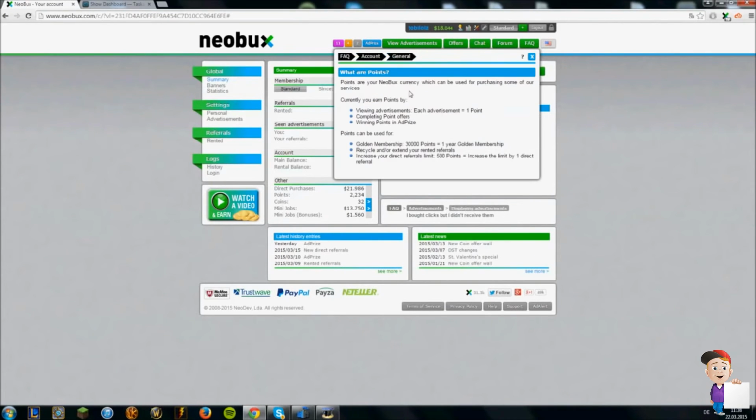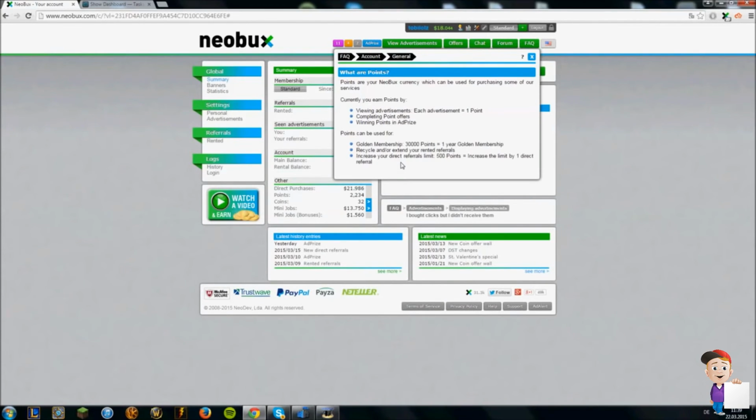And what are points? Points are your NeoBux currency, which can be used for purchasing some of your services. What I forgot to say is that you also get a point for viewing an advertisement. You can get points by completing point offers, and of course you can get points by winning ad price. Points can be used for purchasing the Gold membership. 30,000 points would be 1 year Gold membership. Recycle and or extend your rented referrals, and increase your direct referrals limit. 500 points increase the limit by 1 direct referral.